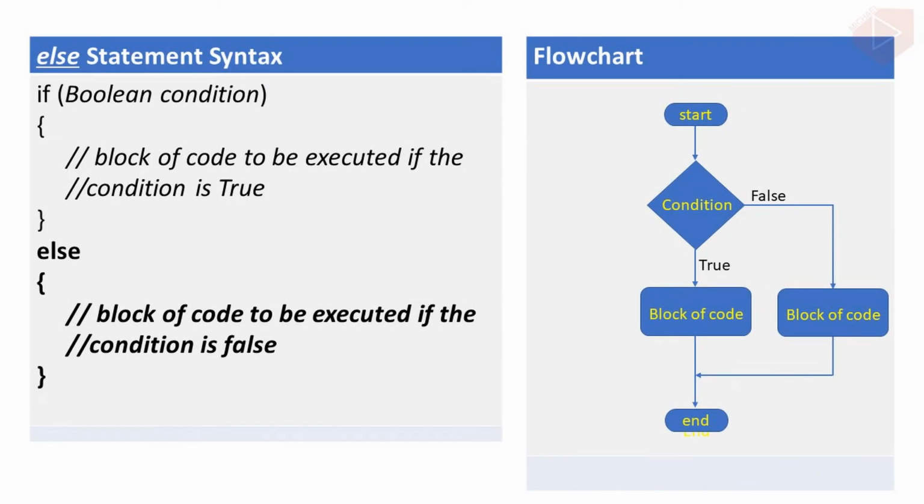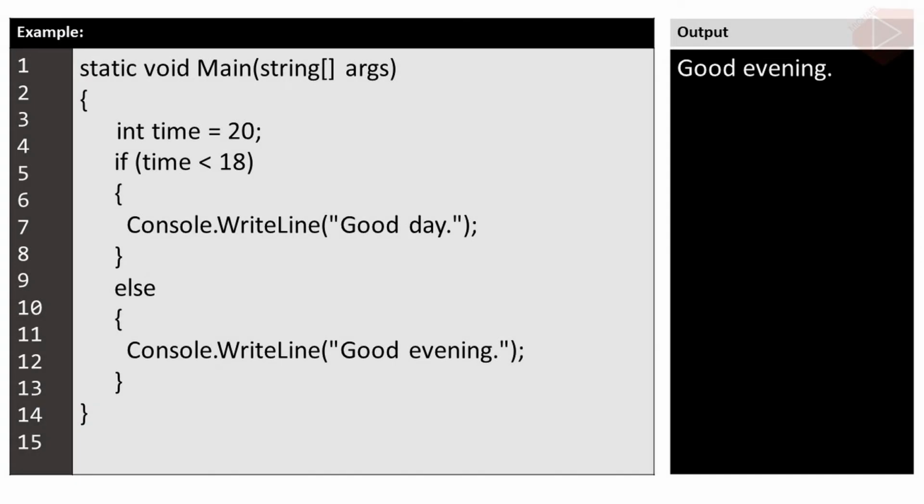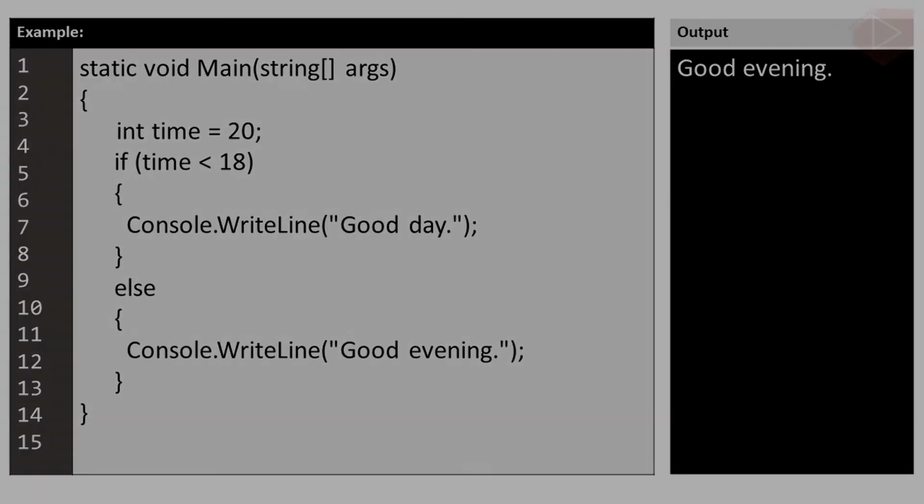If you observe the sample program, the statements inside the if condition will be executed only when the Boolean condition returns true, otherwise, the statements inside of the else condition will be executed. In this example, the variable time has a value of 20, then we ask if it's less than 18, so the condition is false. Because of this, we move on to the else condition and print to the screen good evening. If the time was less than 18, the program would print good day.